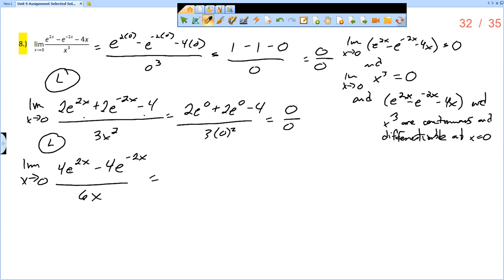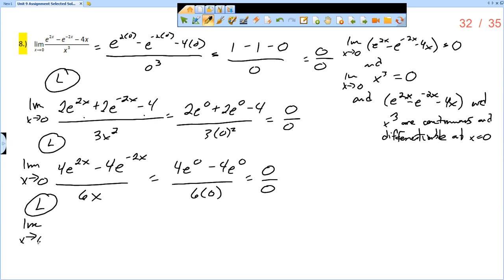All right, so now reevaluate 4e to the 0. So 4e to the 0 minus 4e to the 0 over 6 times 0. So, of course, 0 over 0, right? So, once again, L'Hopital's rule.